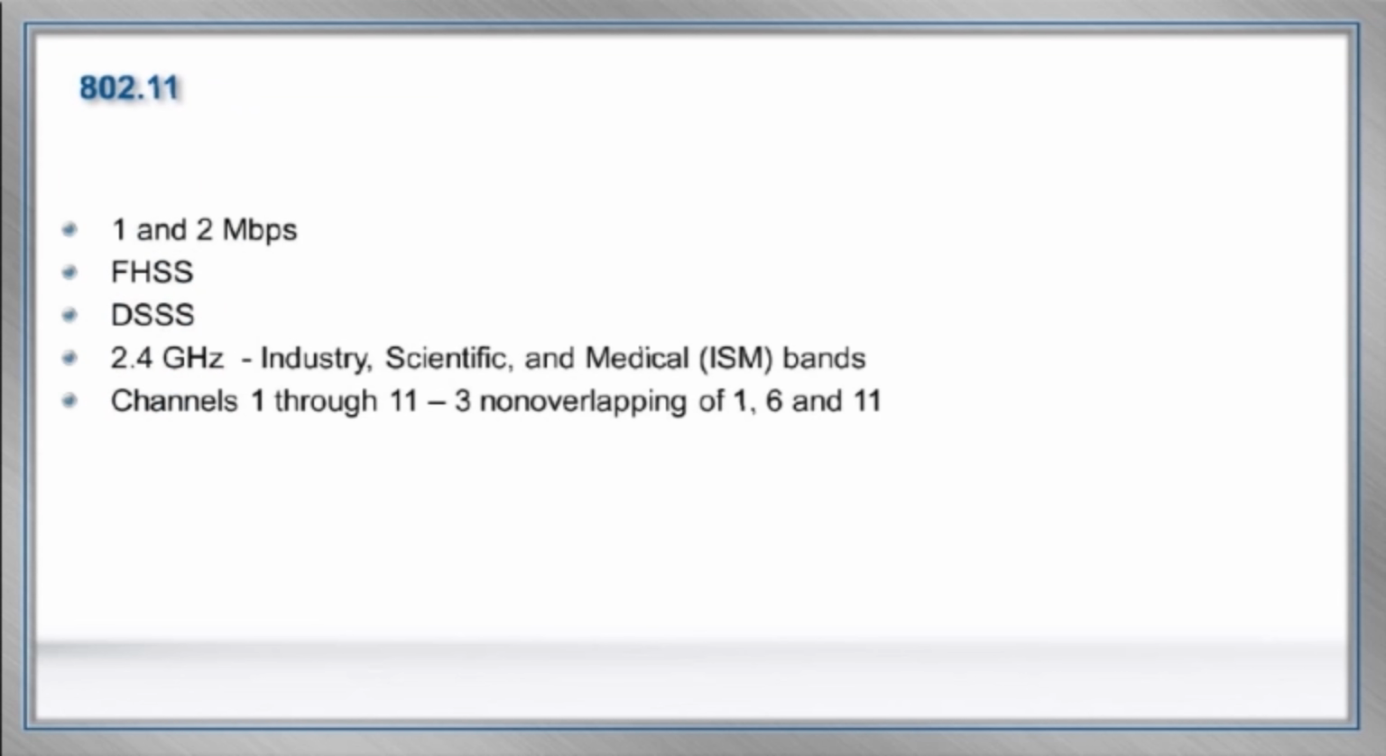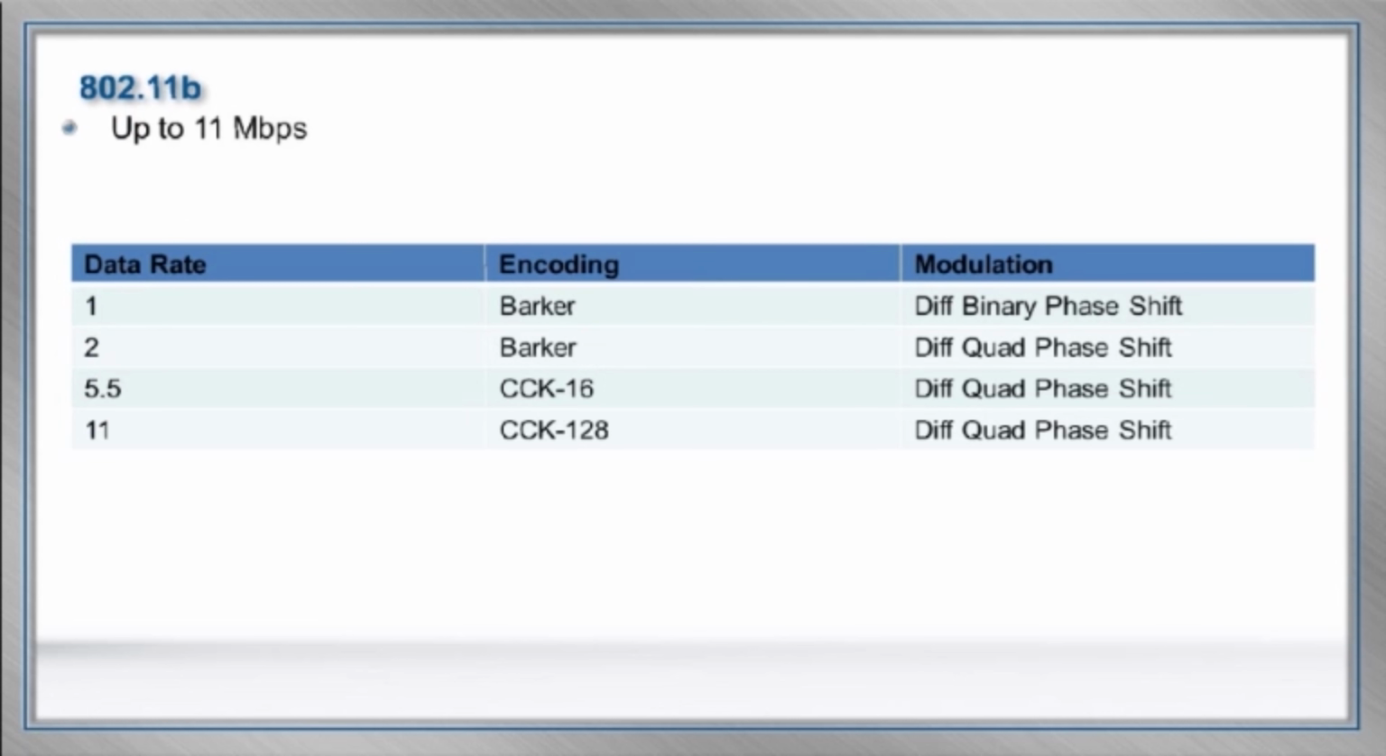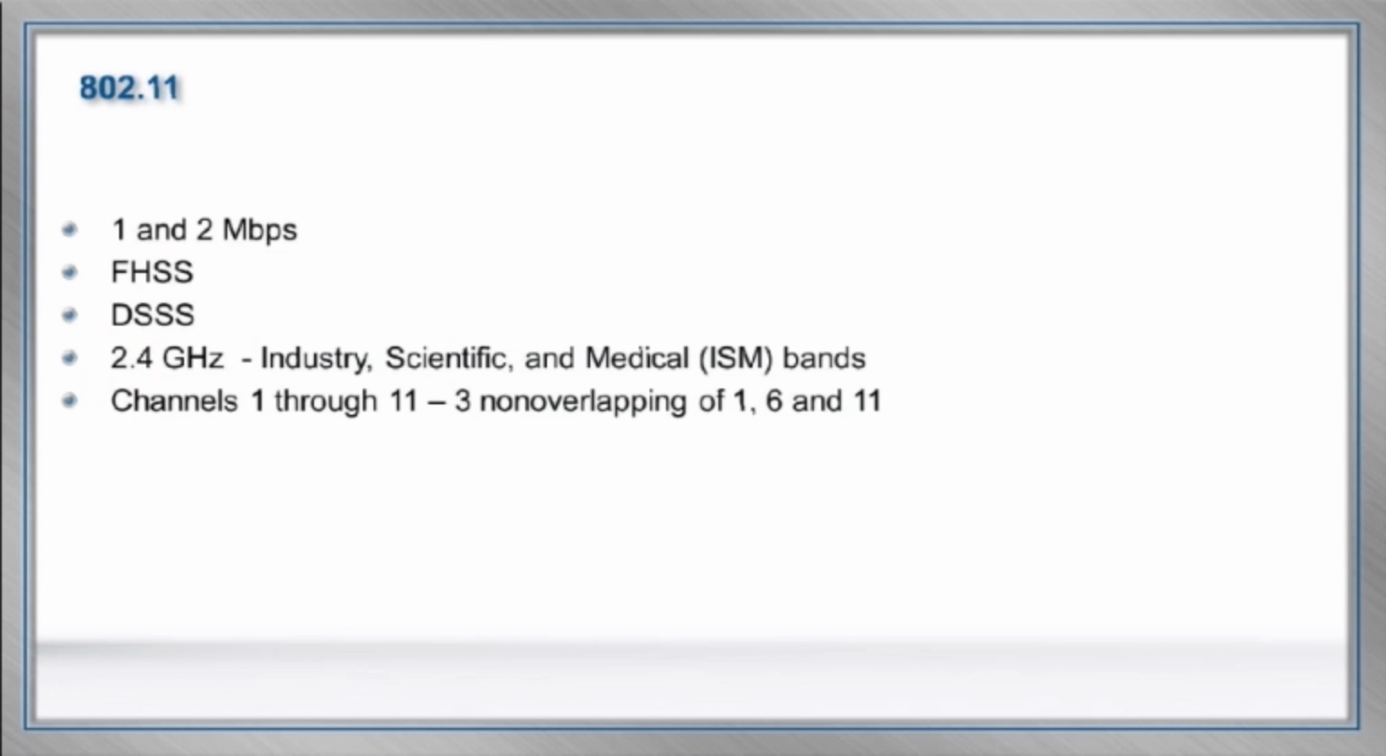We know that 802.11 is going to define for us our wireless standards. And if you look at 802.11b, excuse me, it's going to use the 2.4 gigahertz range, and it's going to have channels 1 through 11, with non-overlapping channels being 1, 6, and 11. So this would certainly come into play if you wanted to extend your service area.